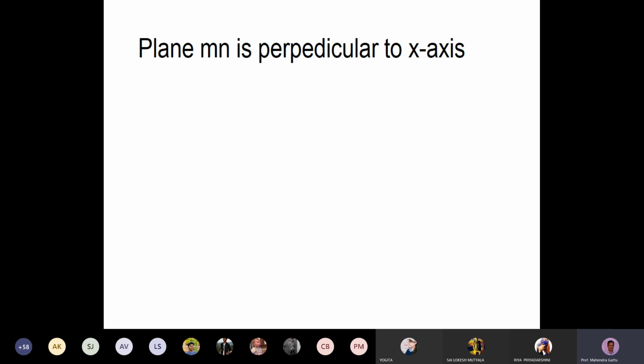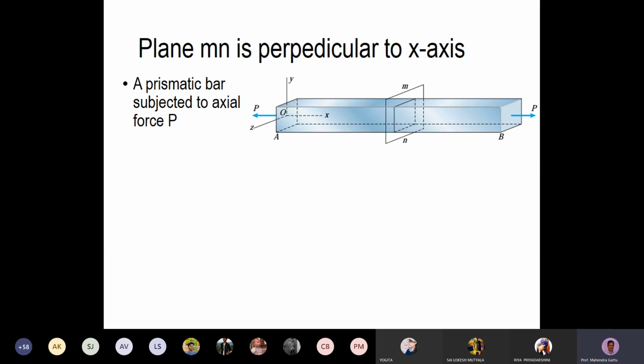Before that, we'll look into the stress element. So we have a prismatic bar which is subjected to axial load P, and this axial load is acting at the centroid of the cross section. The area of cross section is uniform, that's why it's called prismatic. It's uniform throughout the length of the bar. Since the force is acting at the centroid, it will produce a uniform stress distribution across the cut cross section.